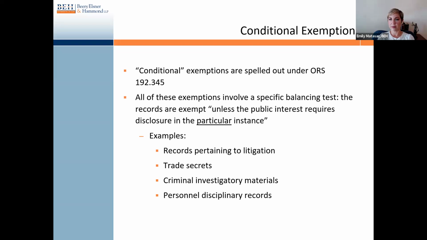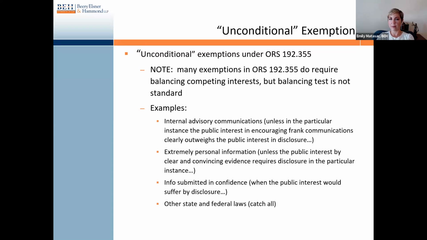So very briefly, let's talk about the exemptions. Conditional exemptions are in 192.345, and all of these exemptions have the same specific balancing test. The records are exempt unless the public interest requires disclosure in the particular instance. And here are some examples of conditional exemptions. I'm going to go through fast because we're running low on time. Unconditional exemptions are in quotes because, although they're in 192.355, many of those exemptions actually do require balancing competing interests. They are conditional, even though they're in the unconditional exemption section. It's just that the balancing test is not standard like it is in 345.